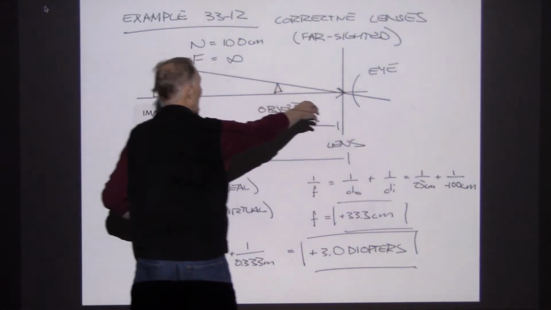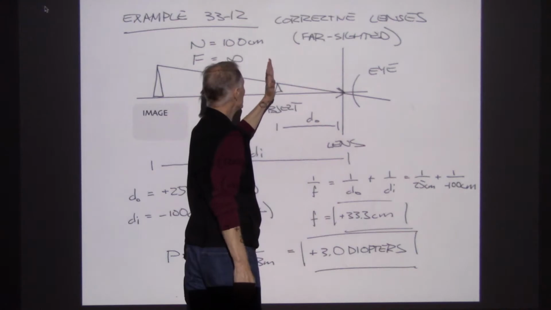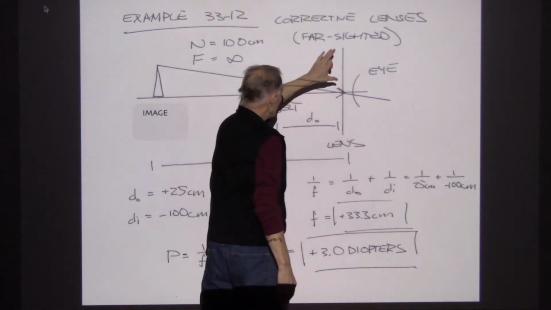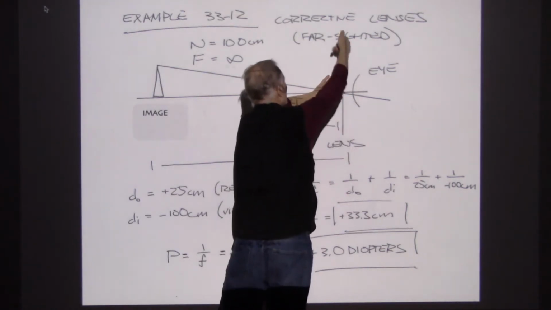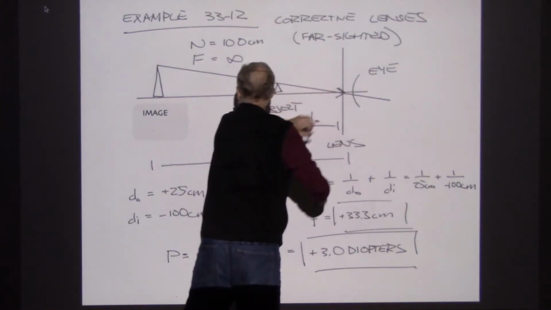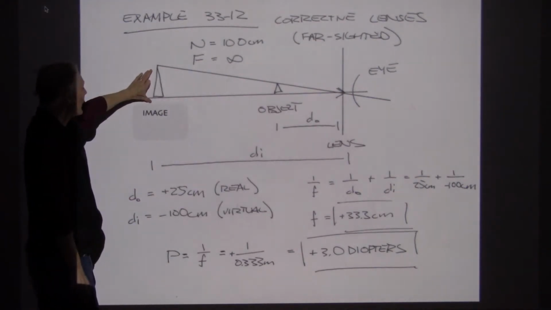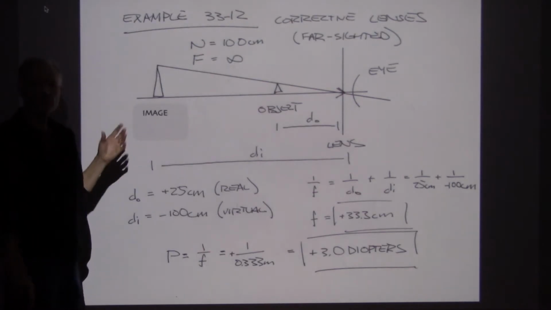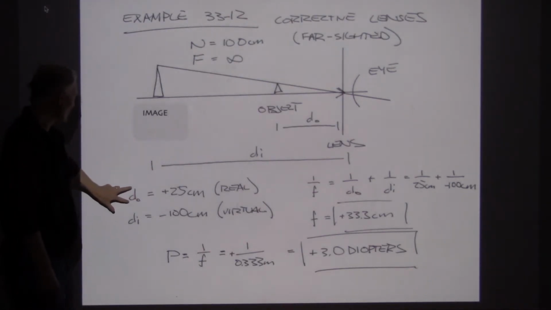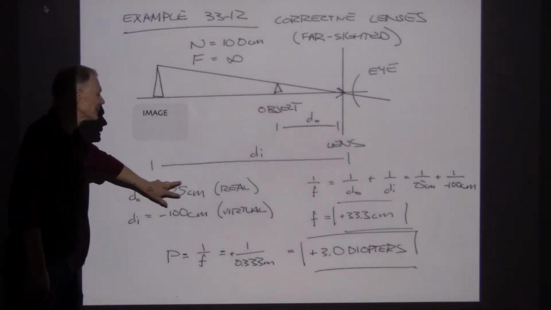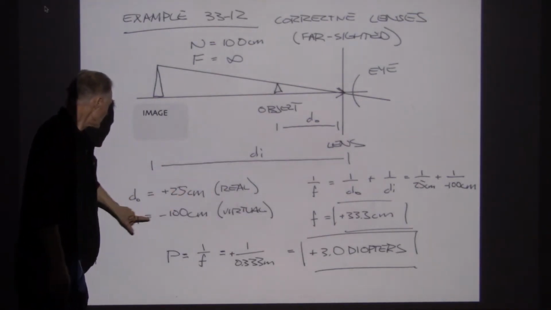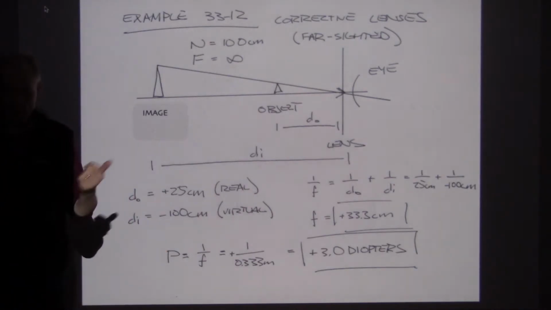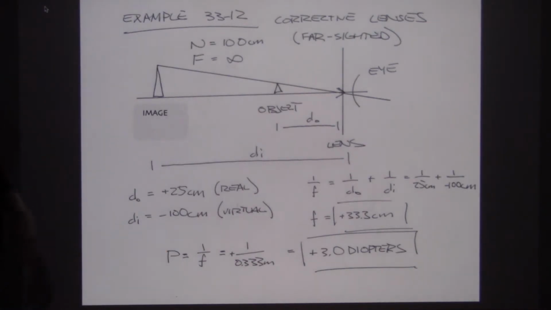All right, here is the setup. Again, here is the eye right here. If I place the object at 25, this person's eye can't focus on it. But if I place a lens here, which is this line running vertically, in such a way as to generate an image out at 100 centimeters, the person's going to be fine. So let's put the numbers in. DO is plus 25. That's a real object. Now notice the image is virtual. The image is not real. The image is virtual.